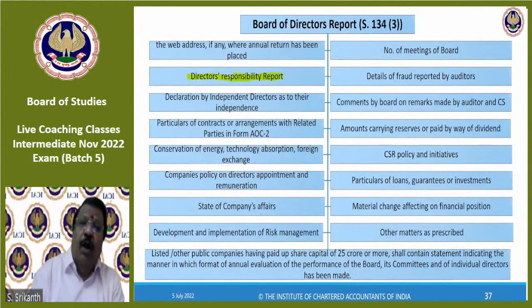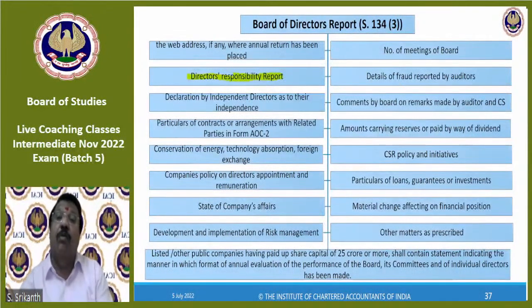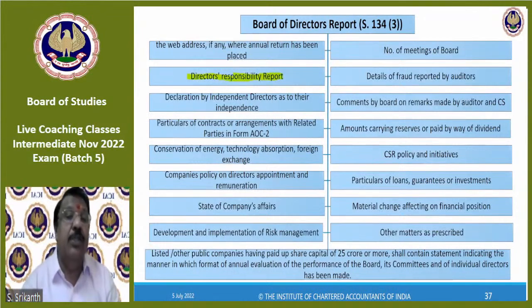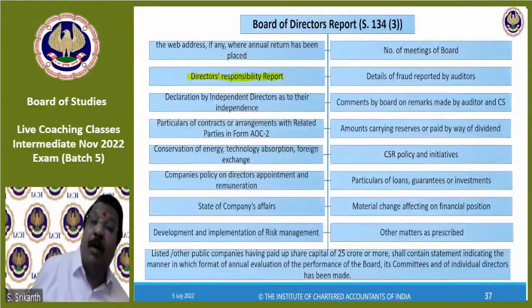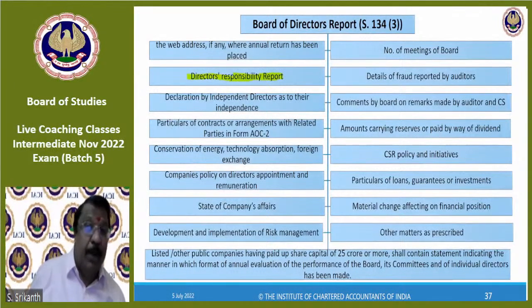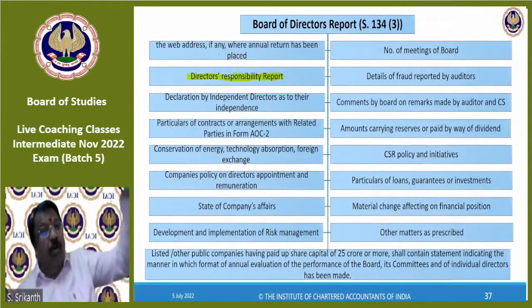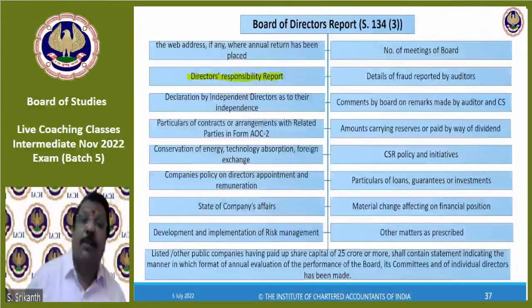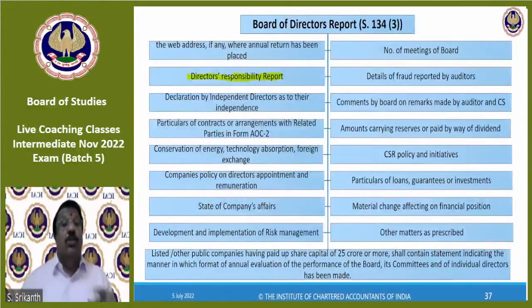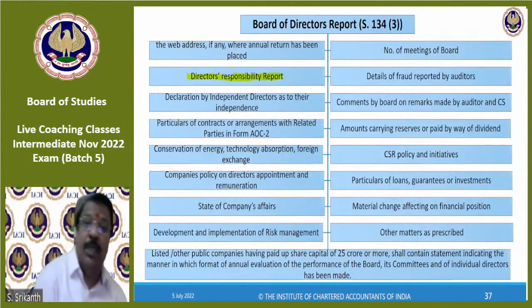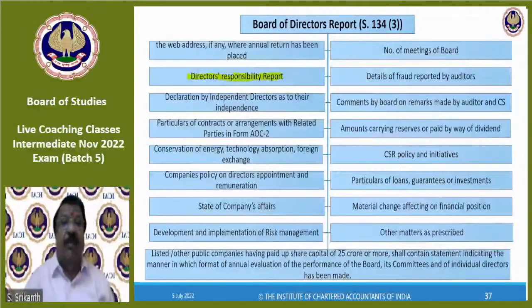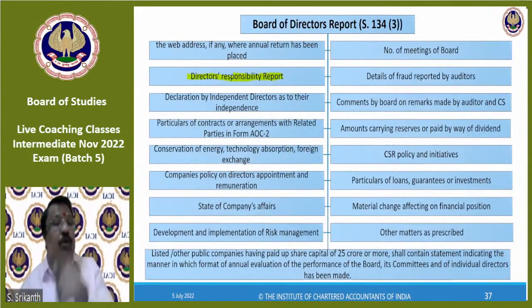Details of fraud reported by auditors. Do you remember your CARO? One of the duties of the auditor is to report whether there is any fraud committed by or on the company. Even the company could have committed it, or somebody could have committed it on the company. If the auditors come across any fraud, they would have reported. Also, there is a statutory duty under the Companies Act. We'll see it when we come to auditors: if the auditors discover any fraud, they have to report it to the audit committee. If they are not getting any action, then they can go to the ministry.